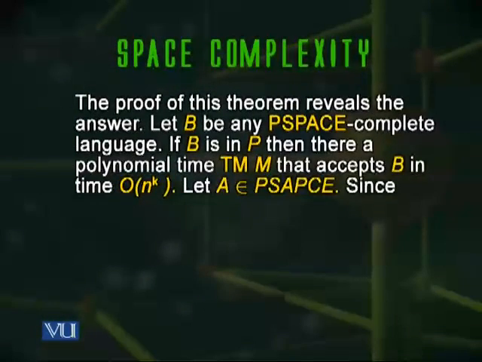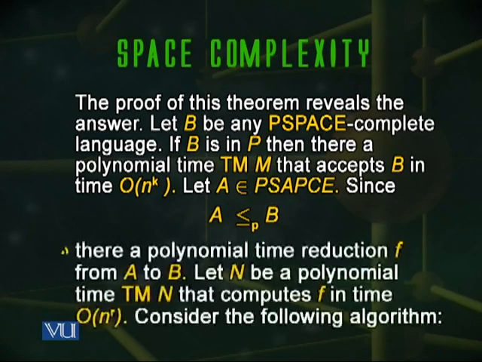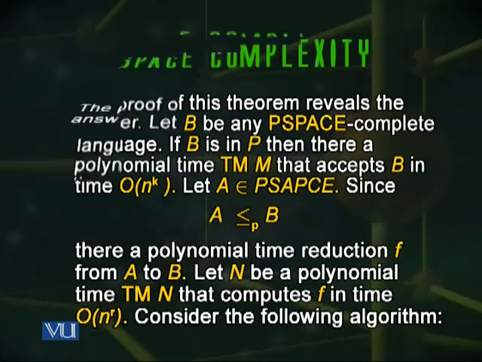Let B be a P-space complete language. Let's say that B is in P. Then there is a polynomial time Turing machine M that accepts B in time O(n^k). Now let us take any language A in P-space. Since A is polynomial time reducible to B, there is a polynomial time reduction f from A to B.